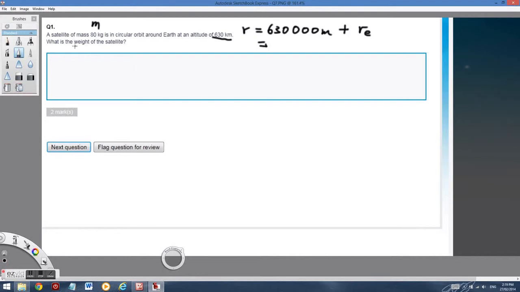Okay, so what is the weight of the satellite? Use your equations. The weight force will be G big M small m divided by R squared. So put down the relevant information in, then you will have the answer. Just remember the radius is the altitude plus the radius of the Earth.